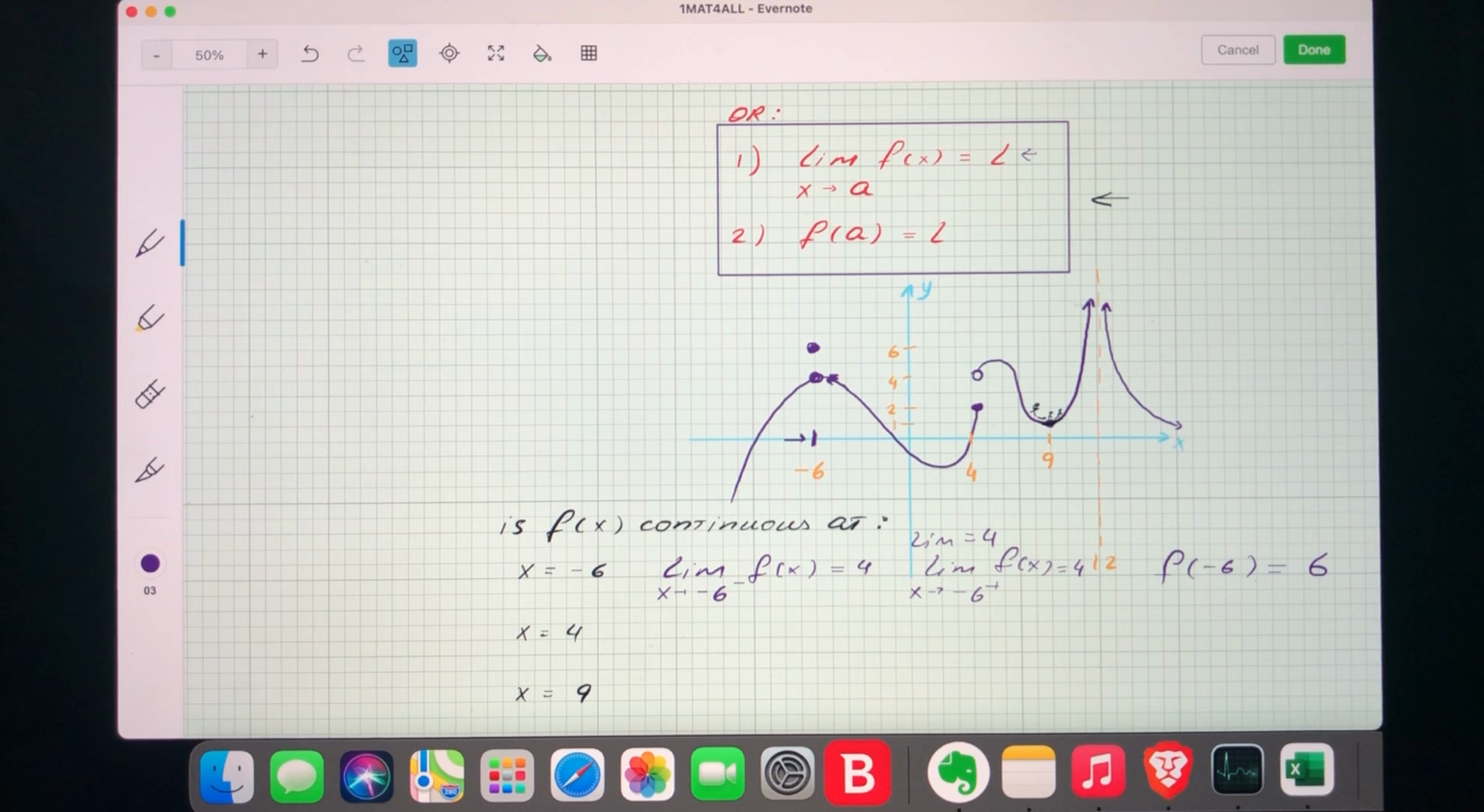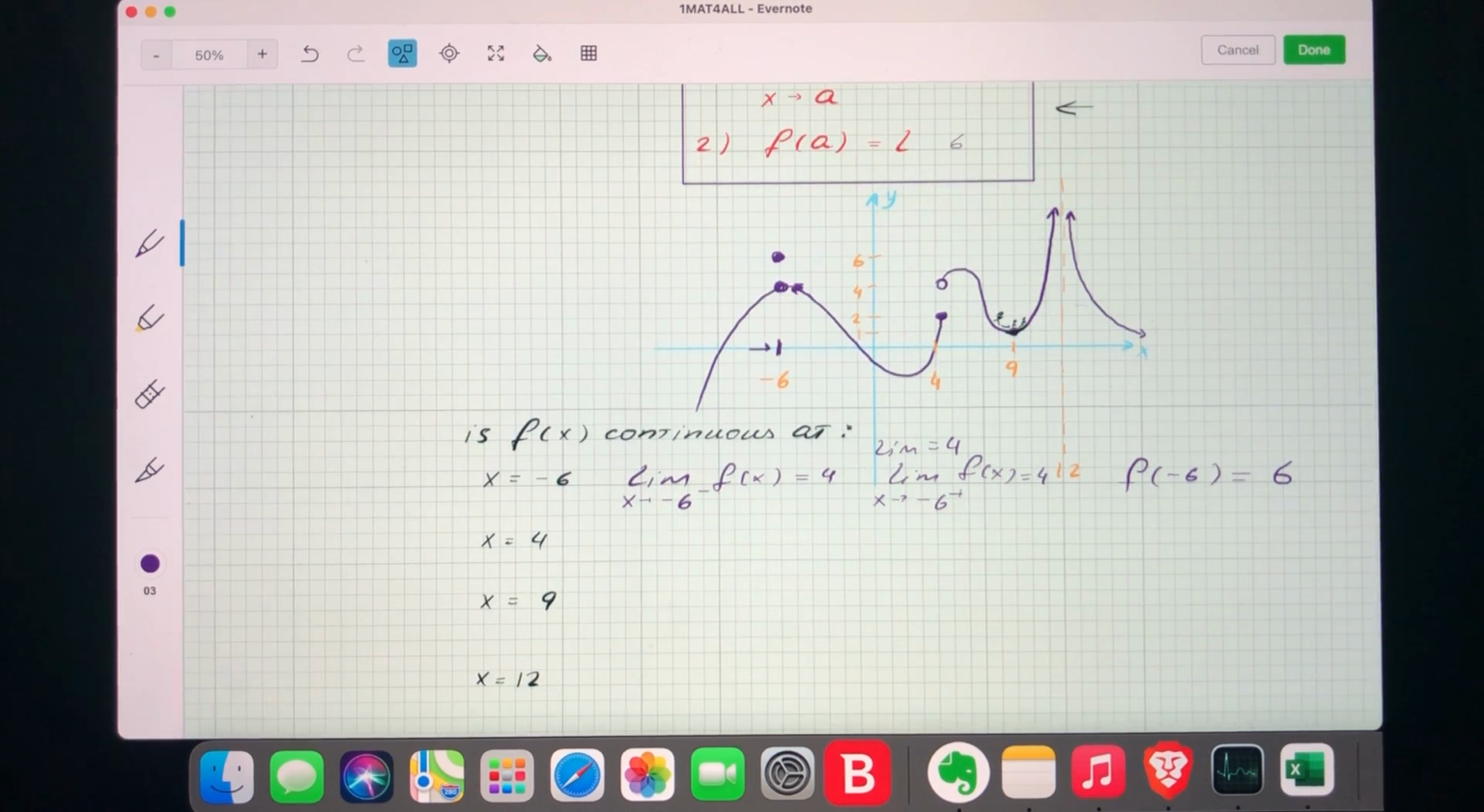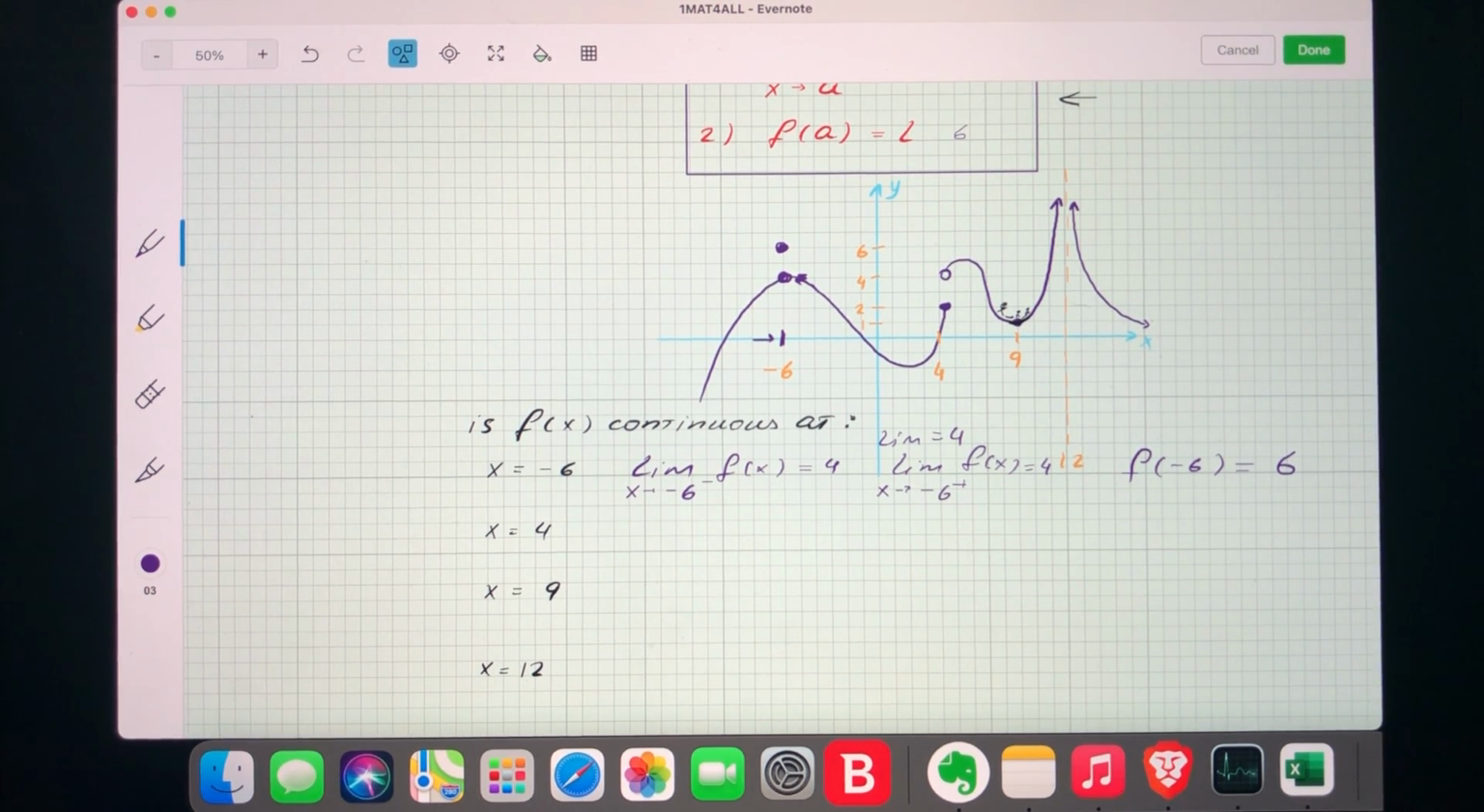But does it equal the number of the height? This number is 4, this number is 6. No, they are different, and so this function is discontinuous, it is not continuous at x equals -6. So that's our answer, not continuous.